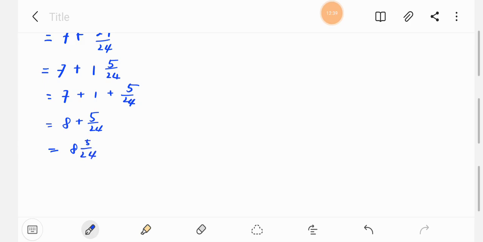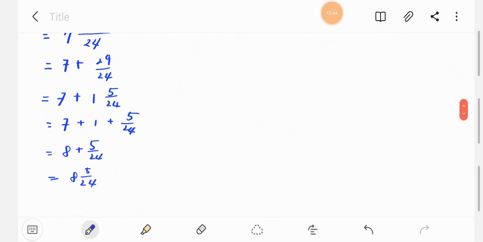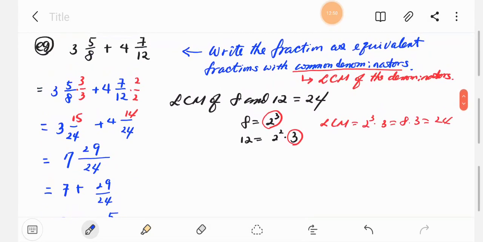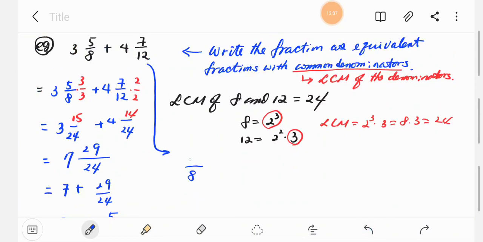Wow, it's a long step, right? Really long steps. I made it long, but you can cut some steps here. Or, we can make improper fractions. So 3 times 8 is 24. 24 plus 5 is 29. Plus the second fraction: 4 times 12 is 48. 48 plus 5 is 55.